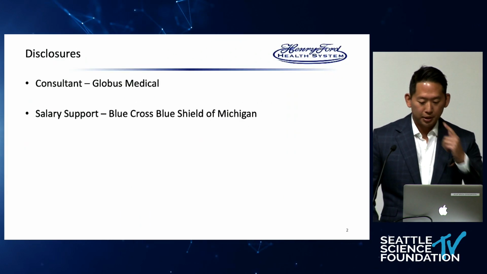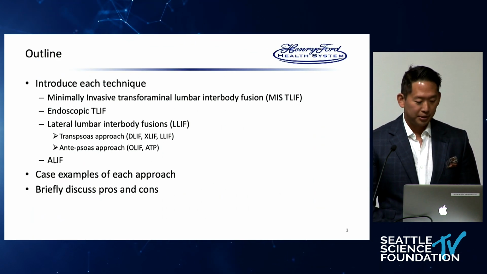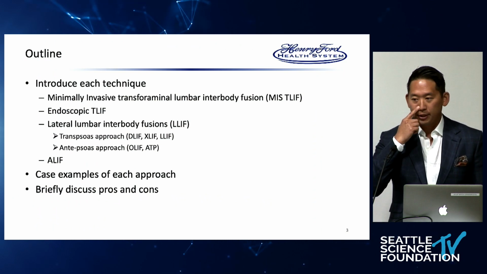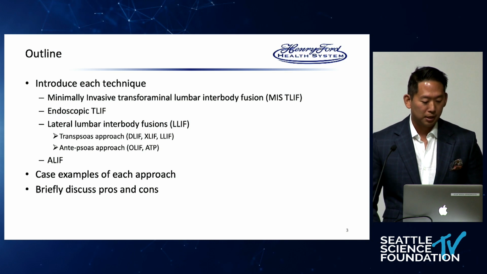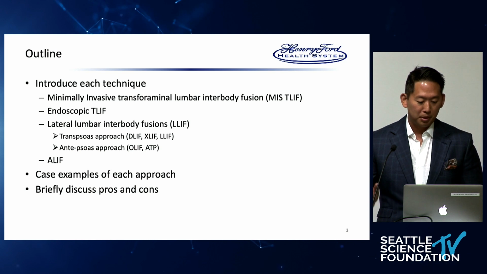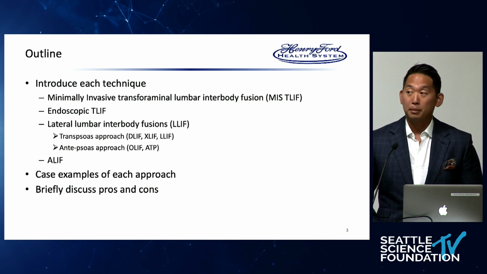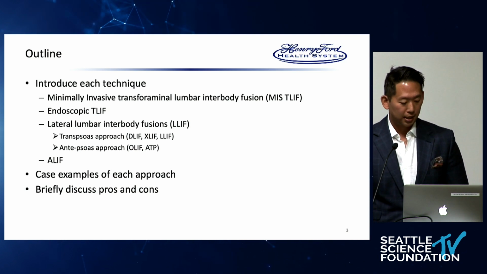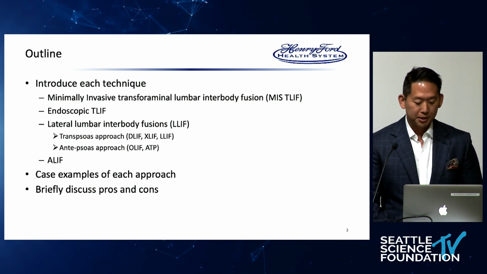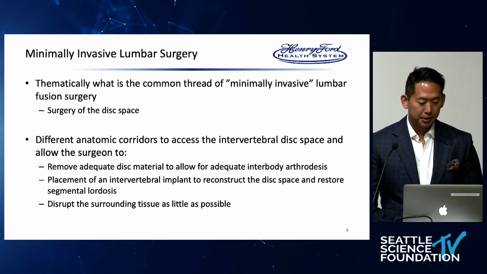These are my disclosures. I think the only relevance is that you'll see some of the implants here, but otherwise trying to be vendor agnostic. As a brief outline, we'll introduce each technique. I know we have a lot of distinguished speakers talking individually about the specific technique, so we're trying not to steal anyone's thunder here. But we'll talk about minimally invasive TLIF, endoscopic TLIF, the different lateral lumbar interbody fusions, trans-Psoas and the anti-Psoas approaches, and we'll also talk about ALIF. We'll provide a few case examples for each approach, and then we'll briefly discuss some pros and cons.